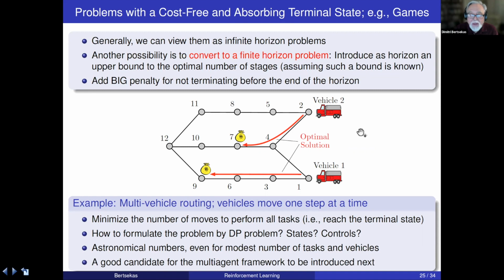It turns out that there's a general category of problems which we call multi-agent and include this problem, and they alleviate the difficulty with a large control size. So let's look at multi-agent problems.